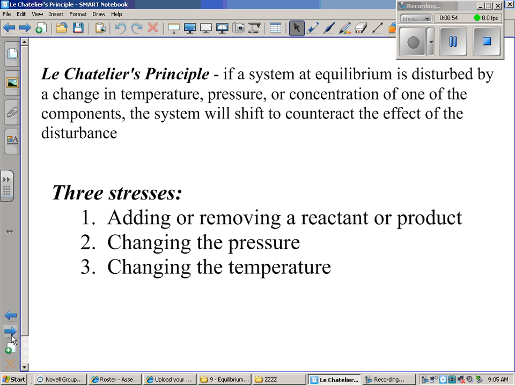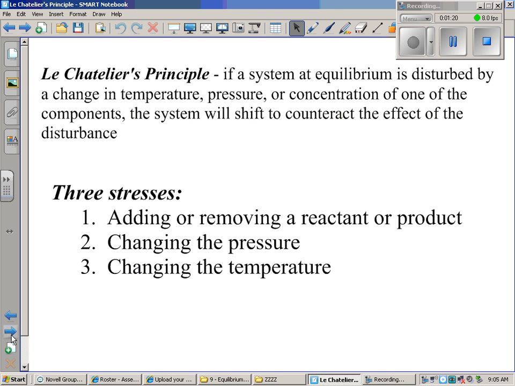and when you put stress on that system, it will cause the equilibrium to change. Okay, so let's say you have a system at equilibrium, and all of a sudden you come along and you do one of these three stresses. You either add or remove some reactant, you change the pressure, or you change the temperature. When you do that, it's going to mess up something about the reaction, and the reaction won't be at equilibrium anymore.